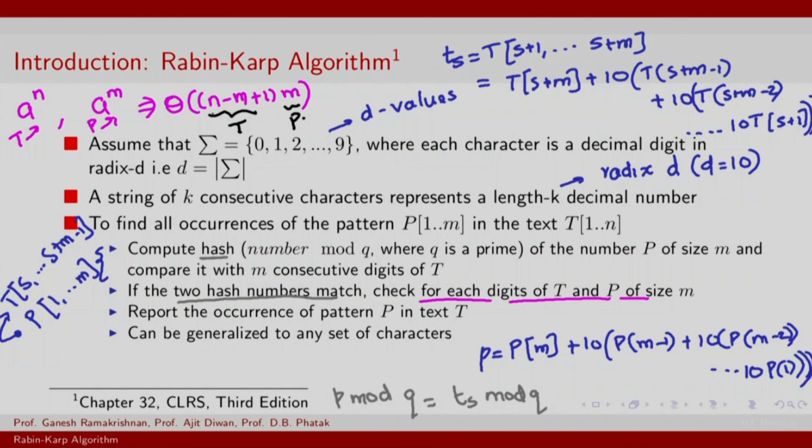So the worst case, it could be order of nm and therefore expensive. However, in most practical cases, when the number of hash matches is constant, one will find that the average case complexity is very reasonable. So we will look at the average case complexity once we discuss the algorithm itself. So once you have doubly checked for the match of T, a segment of T with P, you report the occurrence of this pattern P in the text T.